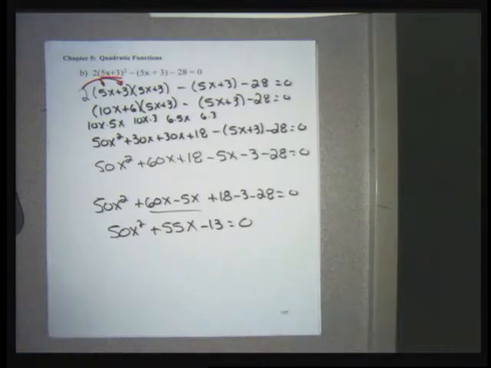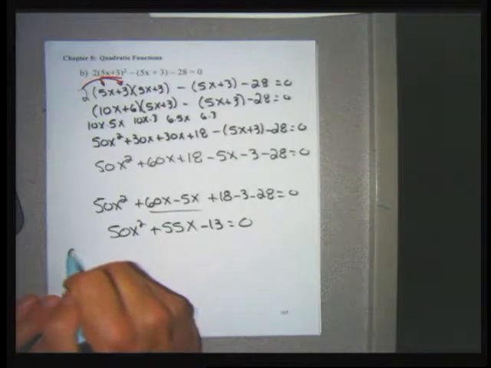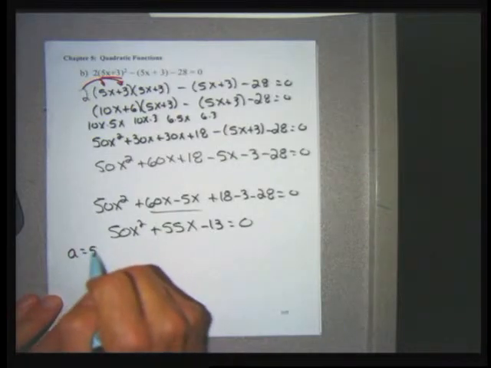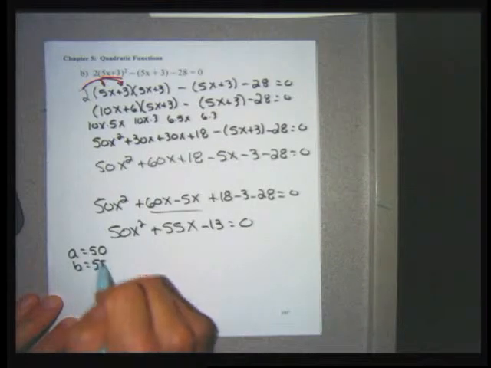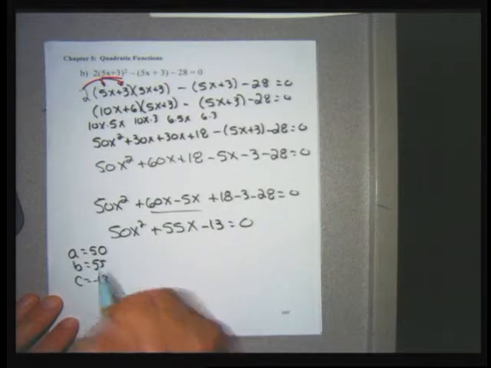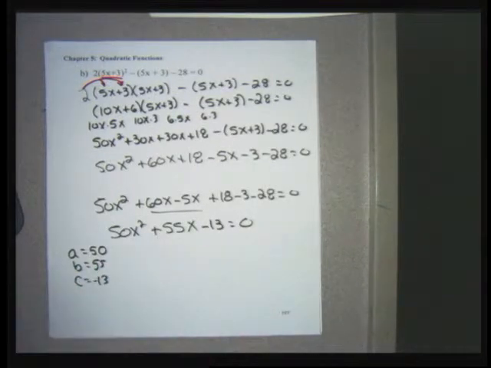This probably factors. No way in heck I'm going to try to factor it. I'm going to use the quadratic formula. A equals 50, B equals 55, C equals minus 13. Let me just look at my work for a second here. Looks right. And now I'm going to break into the quadratic formula.